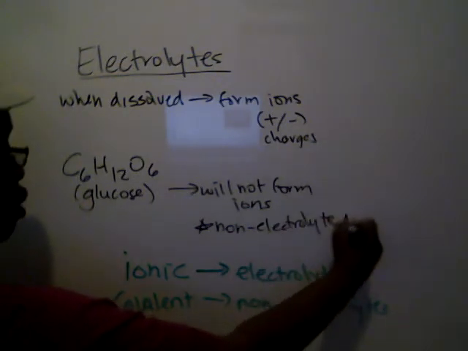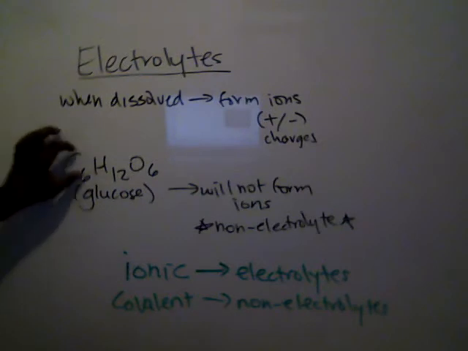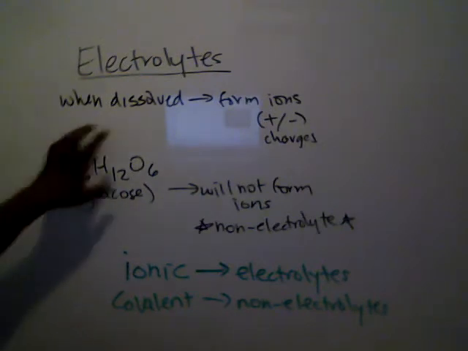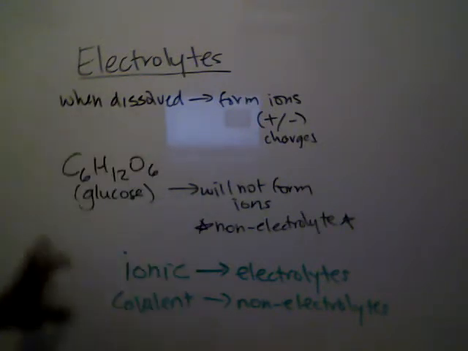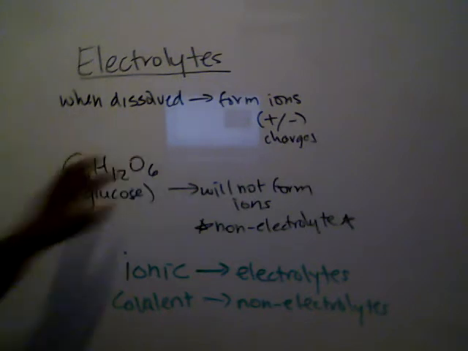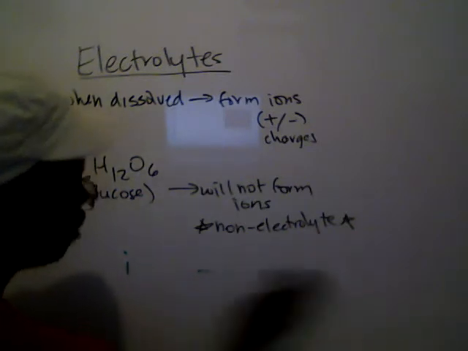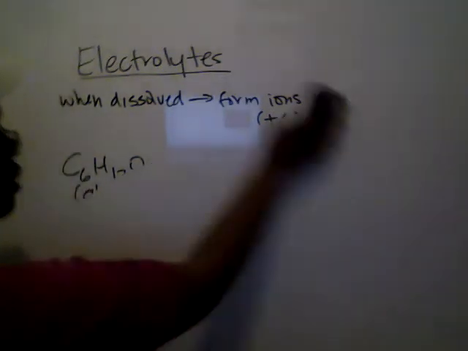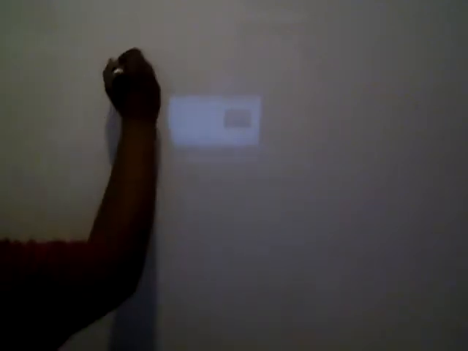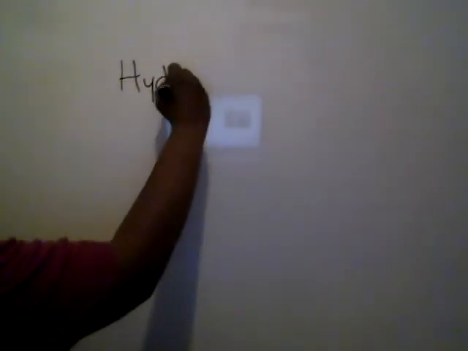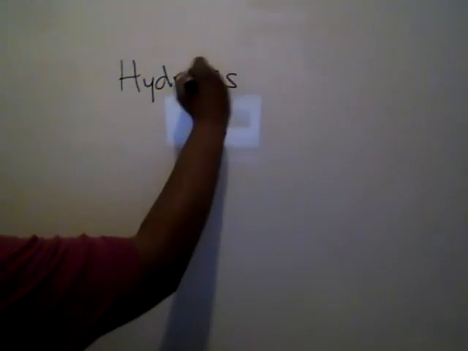It still will dissolve in water, but the water won't be able to break apart the C from the H's and the O's. So it will dissolve, but it will still stay stuck together as a group, so it will be a non-electrolyte. The last thing in this section are hydrates. Hydrates are compounds that have water absorbed in them. So it doesn't mean that they're liquids, but they do have water absorbed in them.